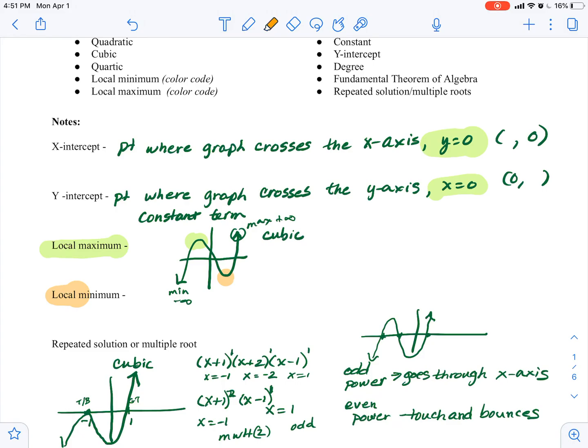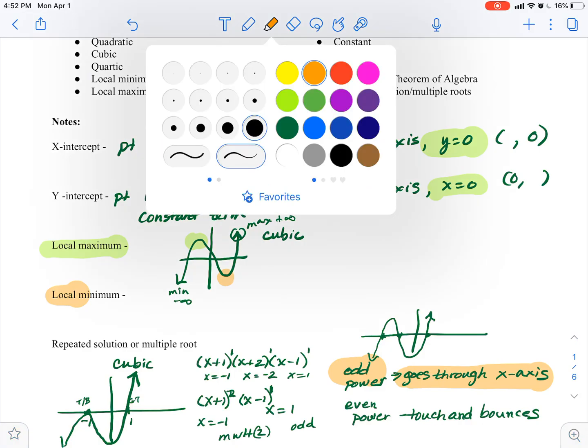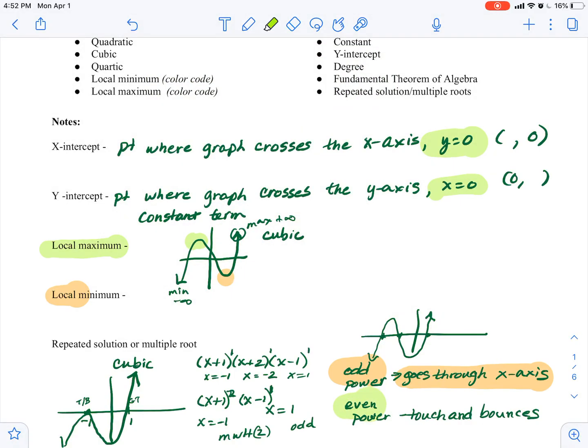So the key here is to remember on repeated solutions, if it has an odd power to it, 1, 3, 5, 9, it doesn't matter what it is, it's going to go through the x-axis. Okay, if it has an even power, then it's going to touch and bounce. Okay, and so I will ask you that over and over. Okay, so be sure you remember those.